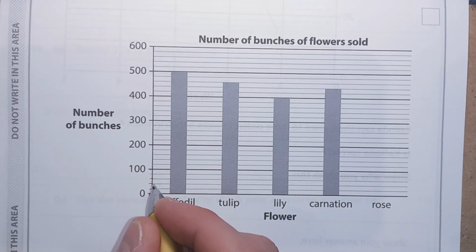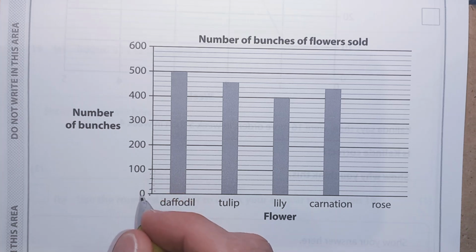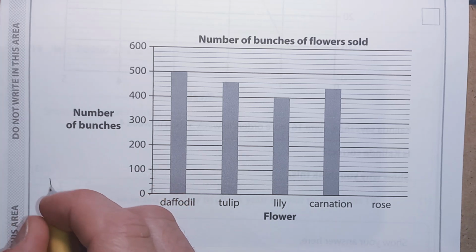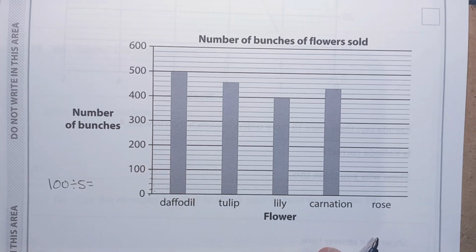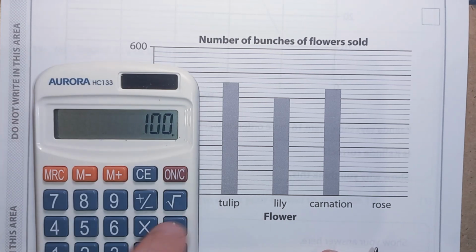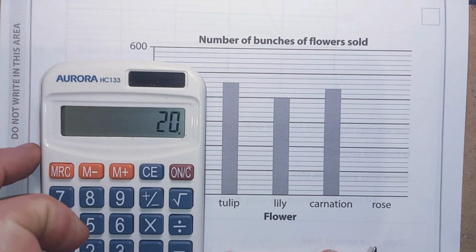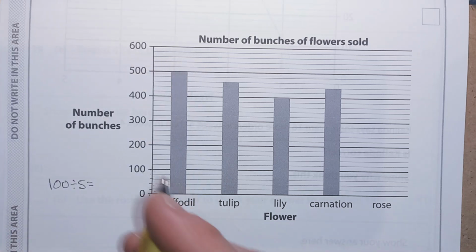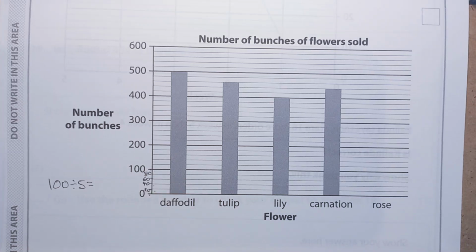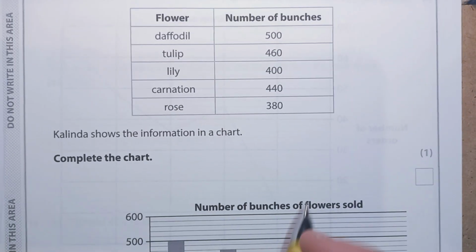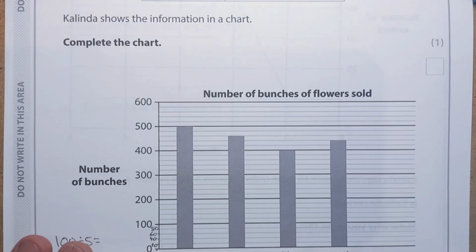Well, we've got 1, 2, 3, 4, 5, and 5 of them in 100. So if we do 100 divided by 5, we'll see that each one is going up by 20. So that's like 20, 40, 60, 80. So we need 380 for roses.